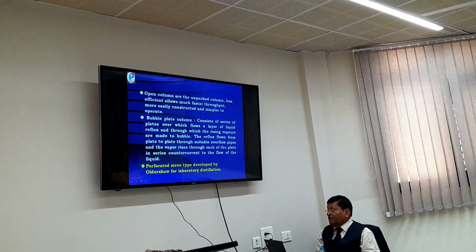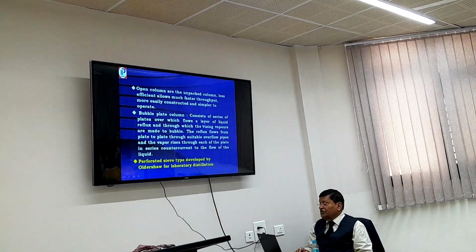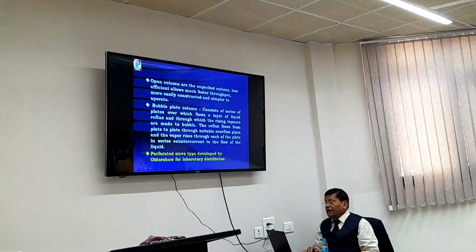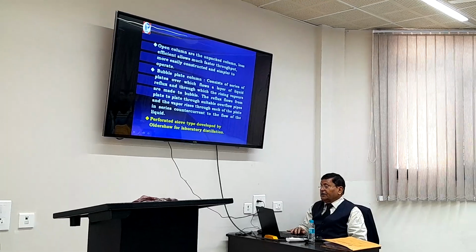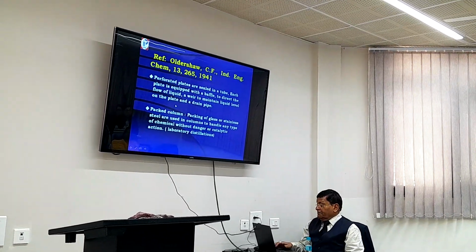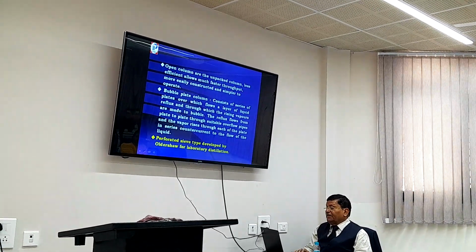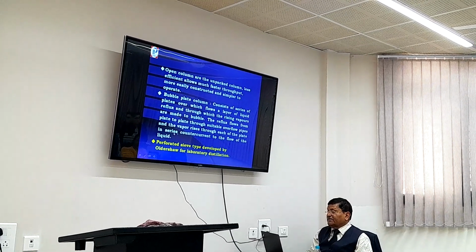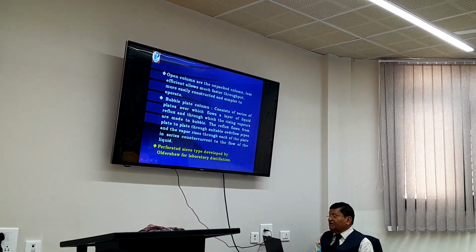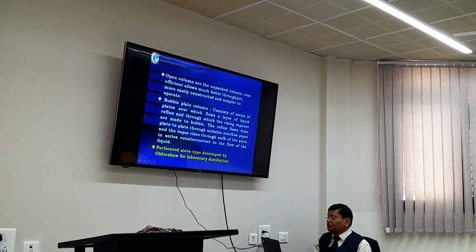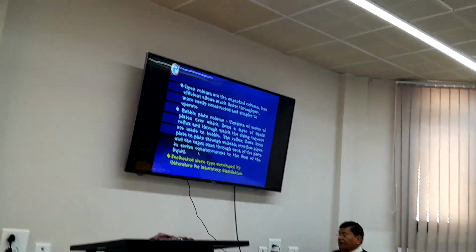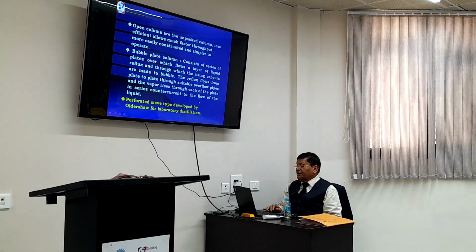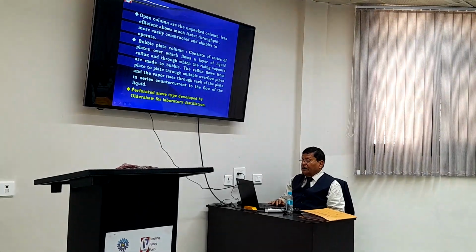Bubble plate column consists of a series of plates over which flows a layer of liquid and reflux flow of liquid, and through which the rising vapors are made to bubble. The reflux flows from plate to plate through suitable overflow pipes, and the vapor rises through each of the plates in series, countercurrent to the flow of the liquid.